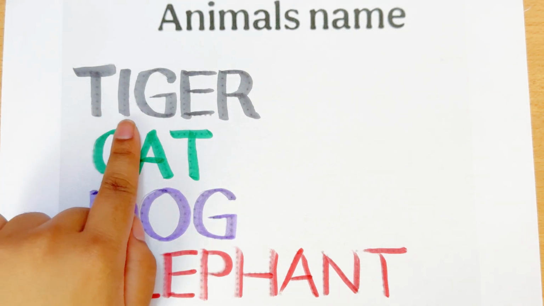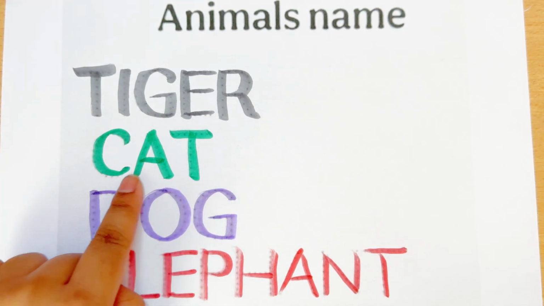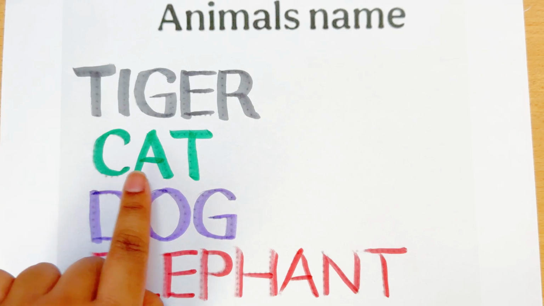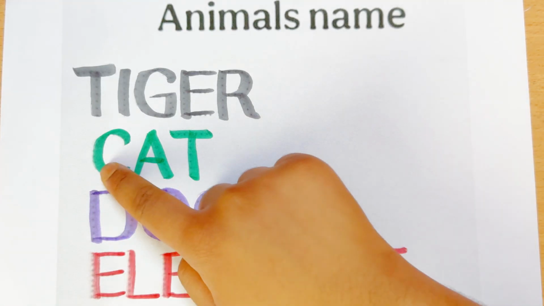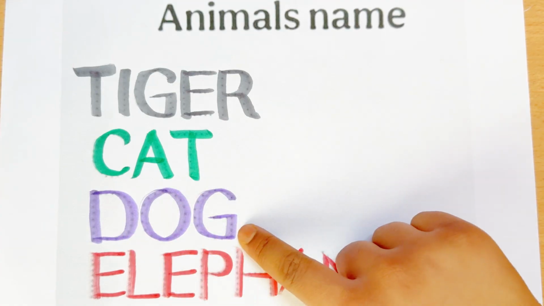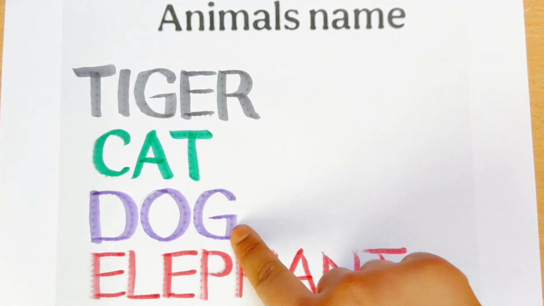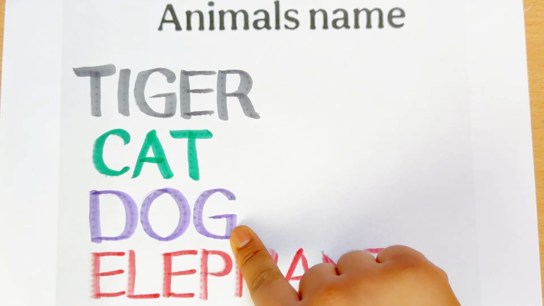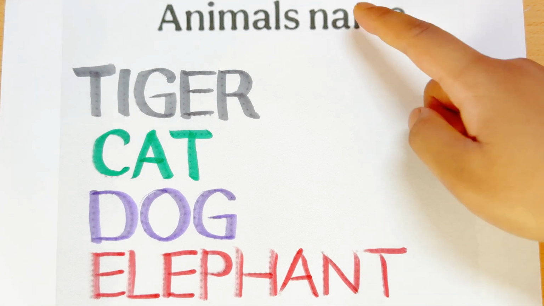Tiger. Cat. C-A-T. Cat. Dog. D-O-G. Dog. Elephant. E-L-E-P-H-A-N-T. Elephant.